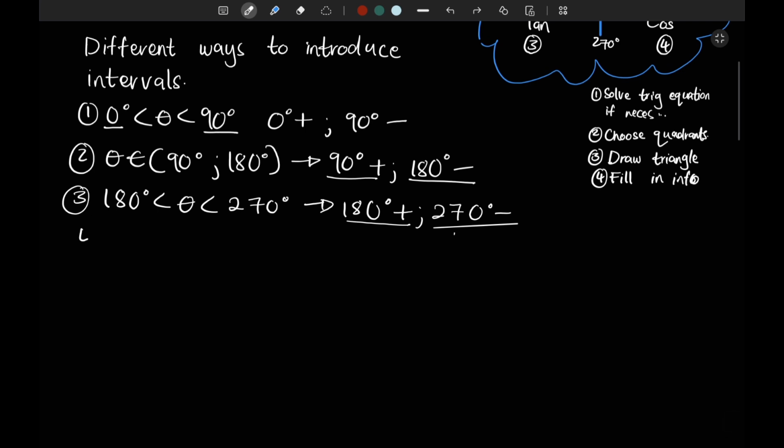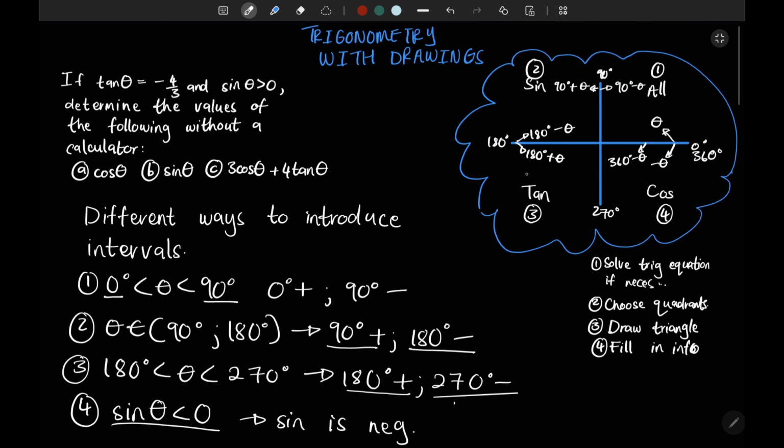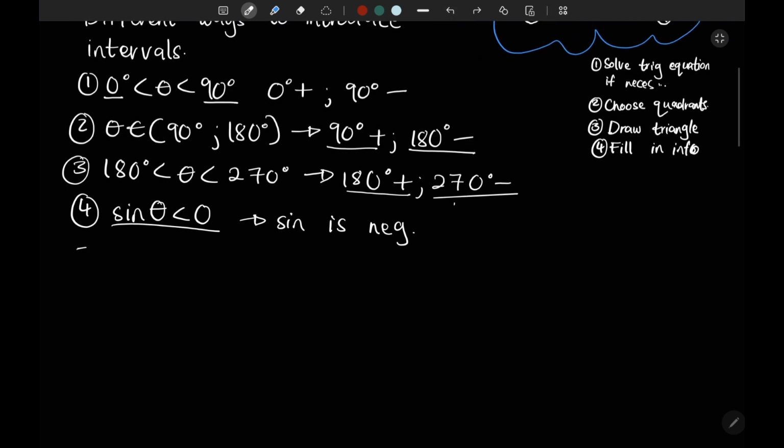Let's try sine theta is smaller than 0. They might give you this information. What they mean is that sine is negative. We know this because they said sine theta is smaller than 0. Okay, so you have to look for quadrants where sine is negative. Where is sine negative? Sine is negative here and there. That's what it means.